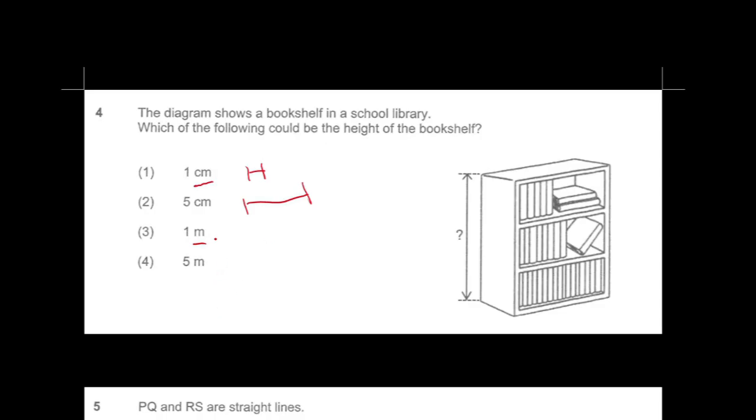So the possible answers now are 1 meter and 5 meters. Look at your own height, you should be around a meter. So if you are a meter and you have a bookshelf that is 5 meters, that means 5 times above you, definitely you will not be able to reach the books on top. So the possible answer is 1 meter.